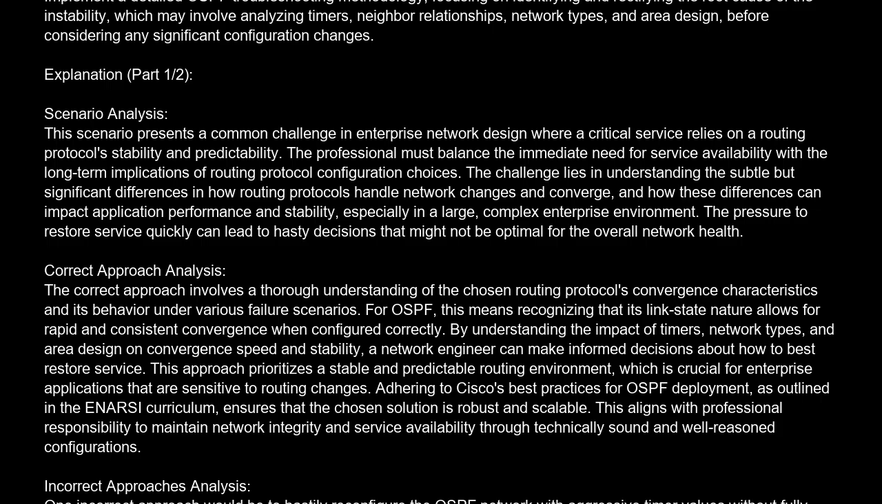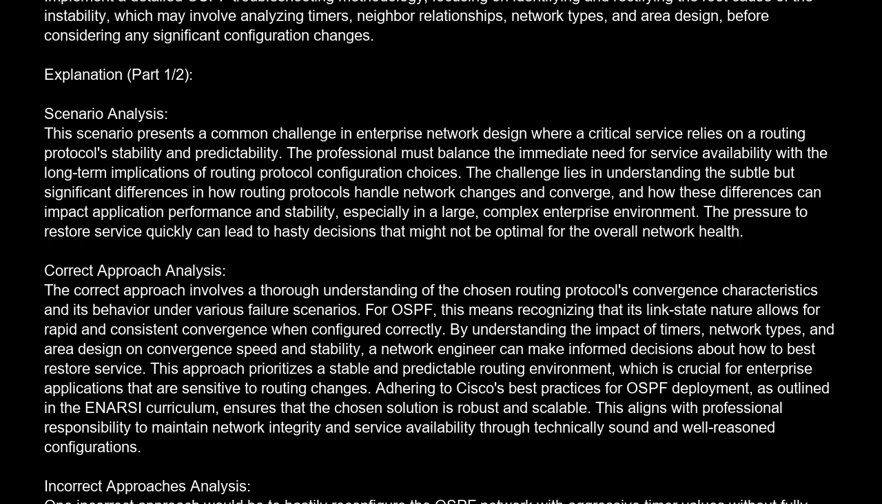This approach prioritizes a stable and predictable routing environment, which is crucial for enterprise applications that are sensitive to routing changes. Adhering to Cisco's best practices for OSPF deployment, as outlined in the ENARSI curriculum, ensures that the chosen solution is robust and scalable. This aligns with professional responsibility to maintain network integrity and service availability through technically sound and well-reasoned configurations.